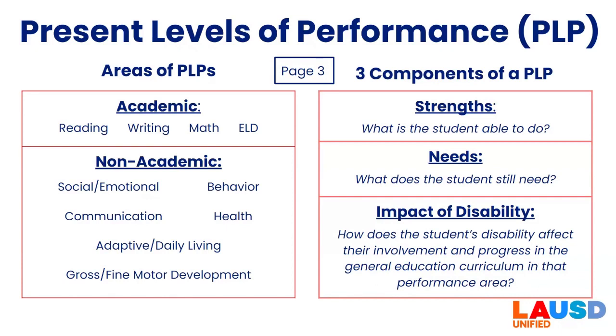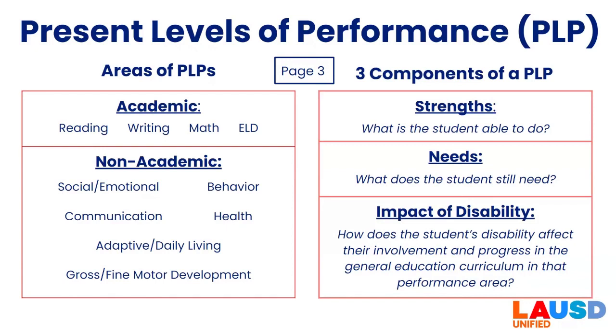The needs section includes what a student still needs to learn based on what grade level they are currently in. Finally, the last section is the impact of disability. This is a statement of how the student's disability may affect their involvement and progress in the general education curriculum.